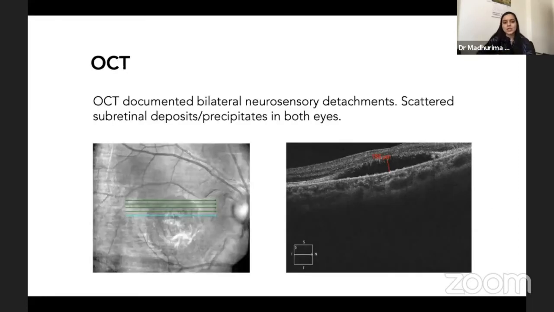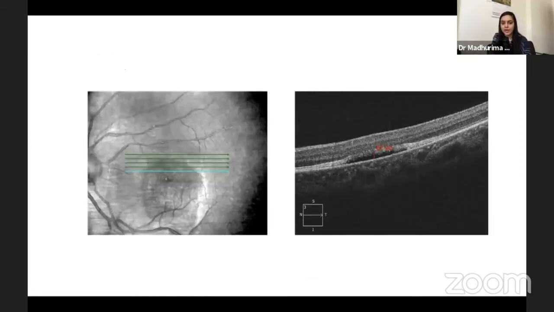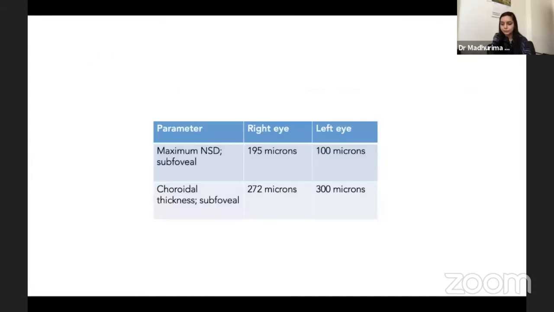So we did an OCT and found bilateral neurosensory detachments with scattered subretinal deposits, which were more in the right eye than the left eye. And as this case had been looked at as a case of CSR, we also measured the subfoveal choroidal thickness, which was 272 microns in the right eye and 300 microns in the left eye, which fell within normal limits.